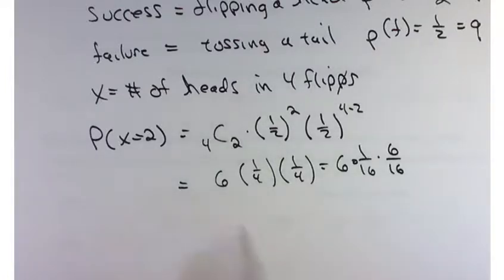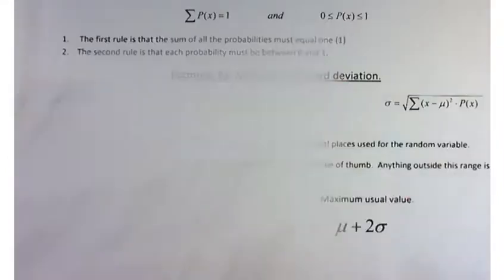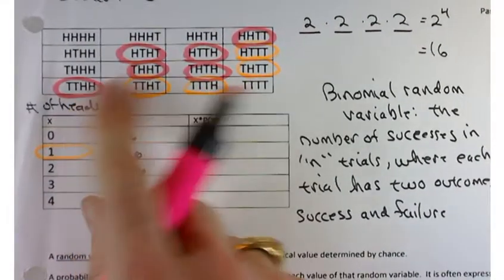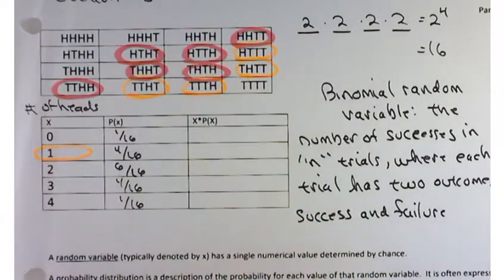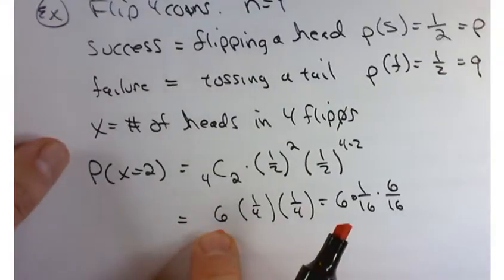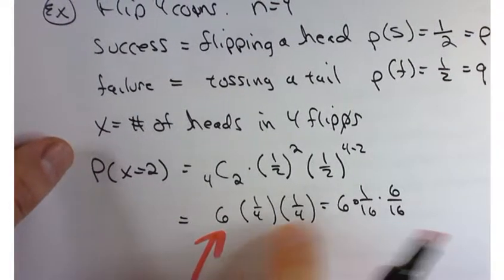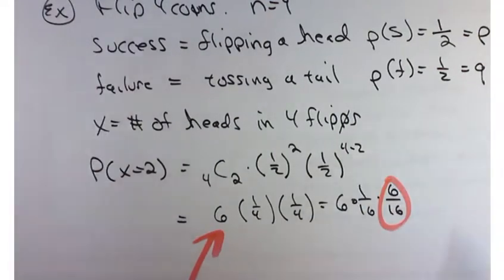But if you look back at our calculations, that number 6 is the number of different ways that you could get exactly 2 heads. We saw that up here in looking at our sample space. So that's what that's counting. And this is the probability of 2 successes times the probability of 2 failures. It gives us the overall probability of 6 over 16. That's what we got originally.